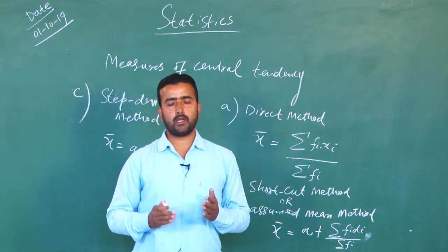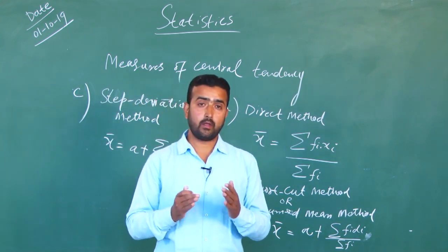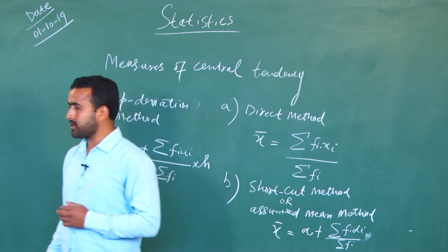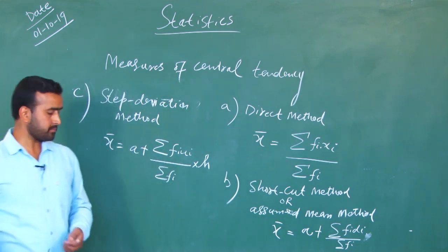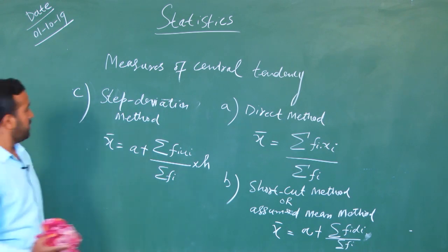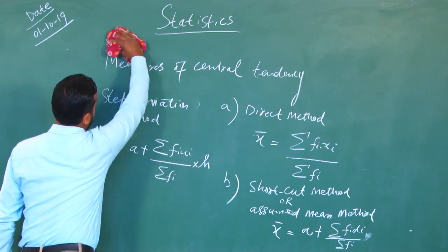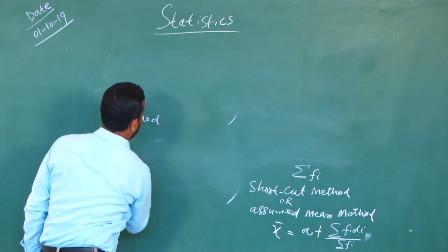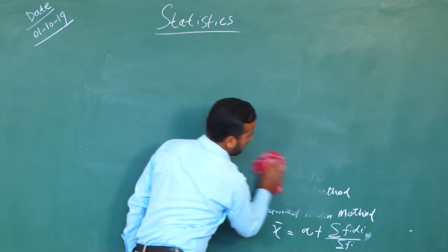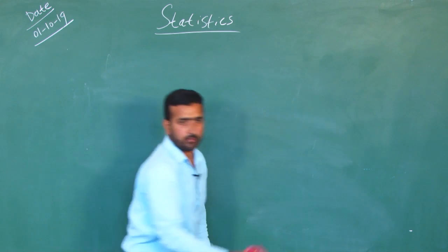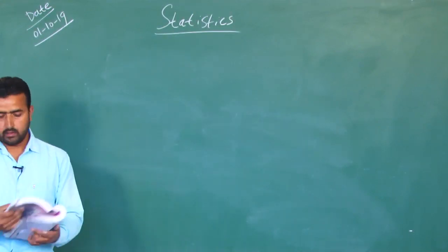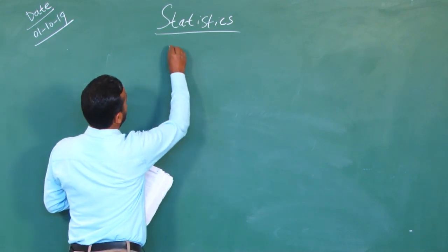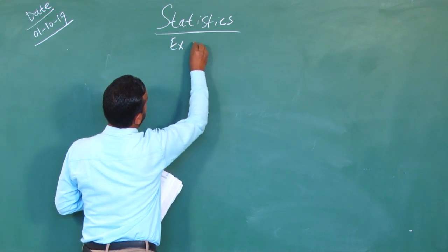Dear students, let's take an example by which we can understand the concept of how to calculate the mean of the given data by using these formulae. Let us take one example from your textbook, exercise number 14.1. The given data is there and we are supposed to find the mean of the given data.